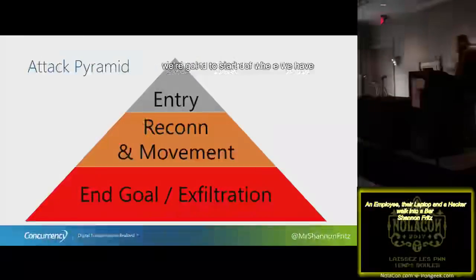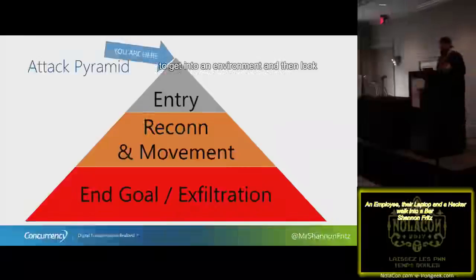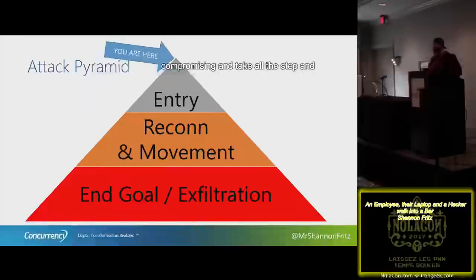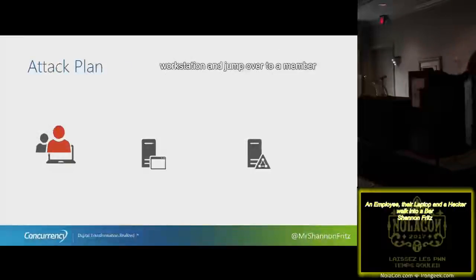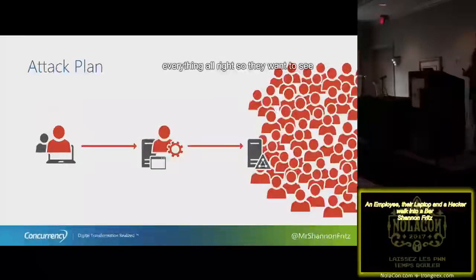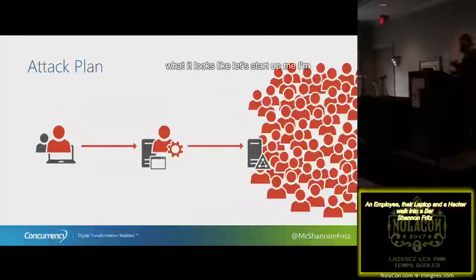To set the stage, we're going to start out where we have to get into an environment and then look around and then actually do the compromise and take all of the steps. We're going to do this basically with 3 different machines. We're going to start out trying to get into a workstation, and we're going to end up compromising that. Then we're going to take that workstation and jump over to a member server and compromise that. And once we get from there, we're going to jump over to the domain controller and then take everything, all right? So you want to see what that looks like?